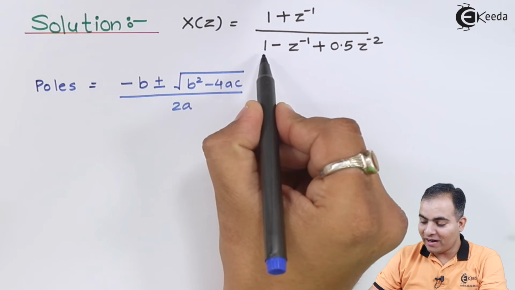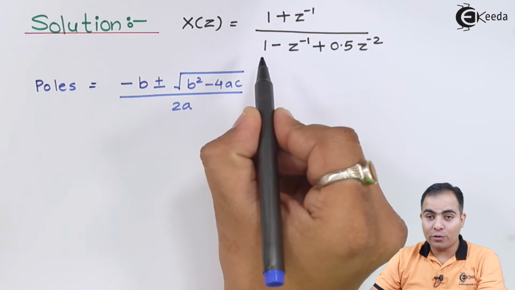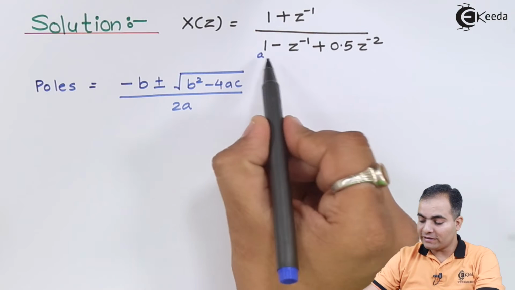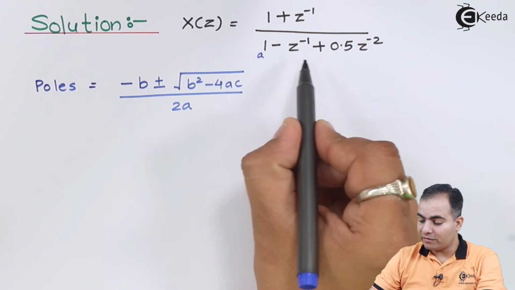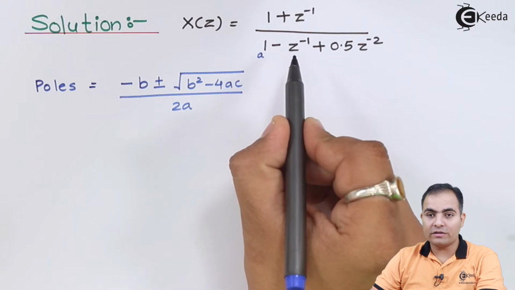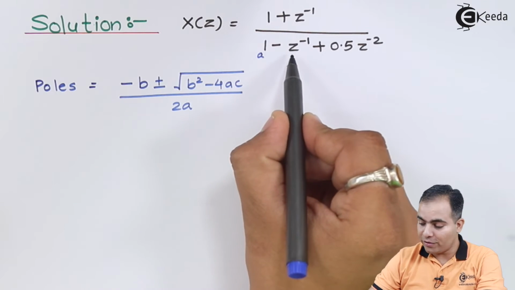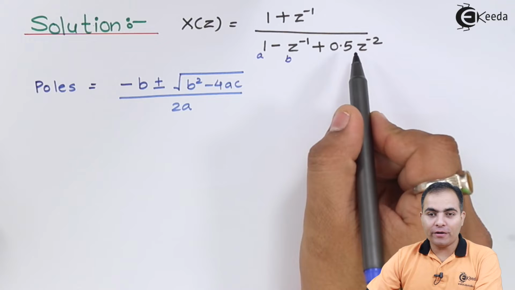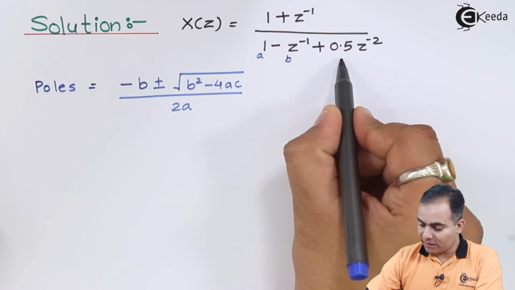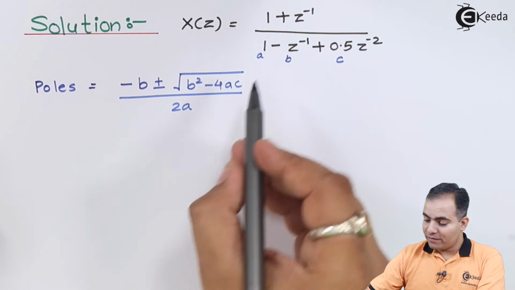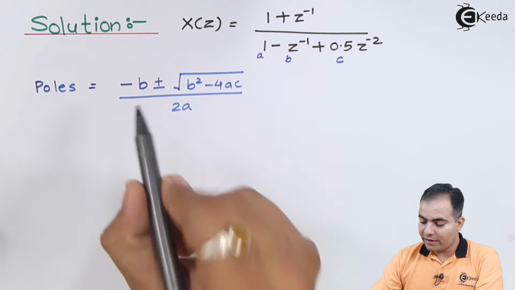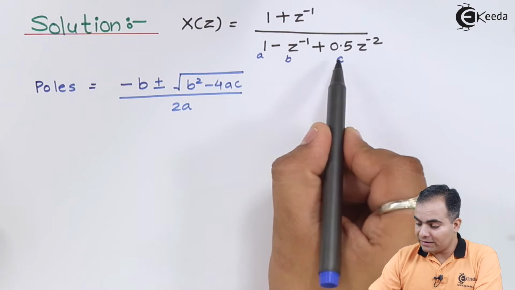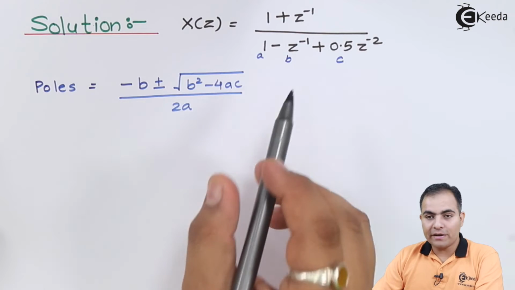In denominator, the coefficient of the highest power of z is nothing but a, or you can say the constant is a. Next, for z inverse, the coefficient is b, and for the last term, z to the power minus 2, the coefficient is nothing but the value of c. Now we will substitute all these values in our equation. Here my a value is 1, b value is minus 1, and c value is 0.5. So I'll substitute all of these values one by one.